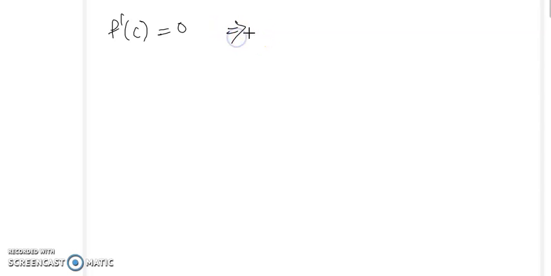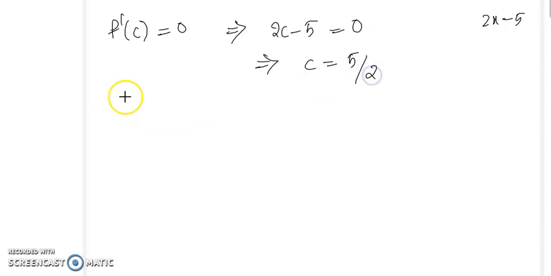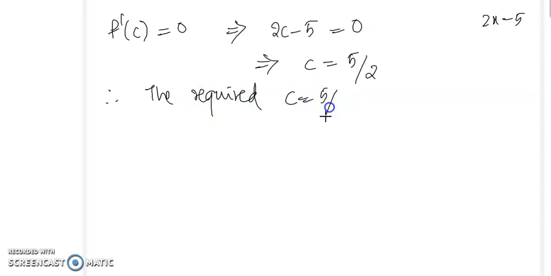So f dash will be 2x minus 5. So we get 2c minus 5 equal to 0. So that implies c is equal to 5 by 2. So therefore the required c is equal to 5 by 2. So there is a c between the points such that f dash of c is equal to 0.